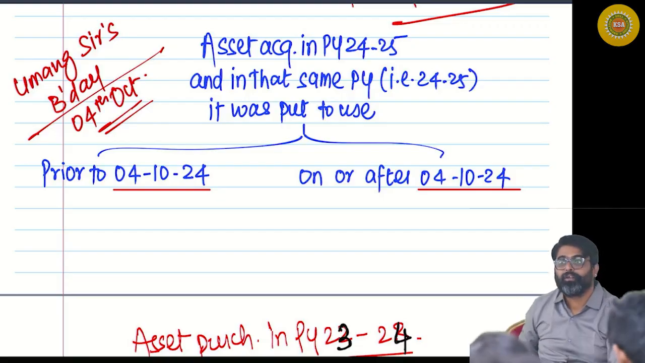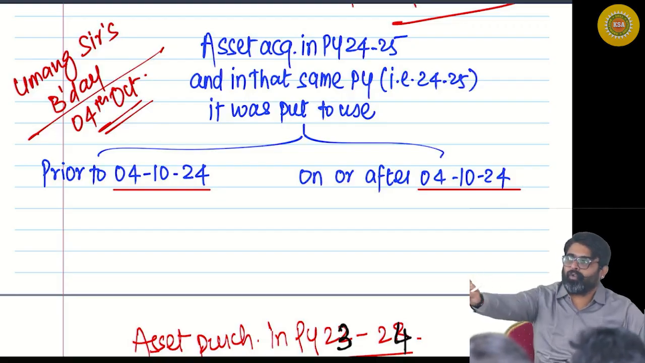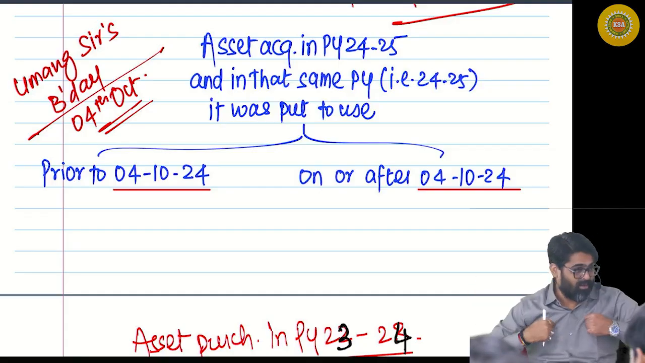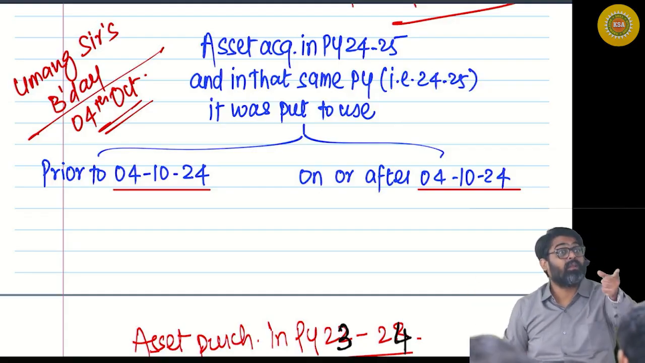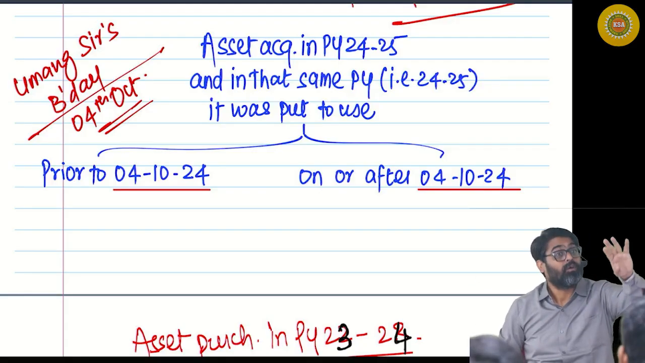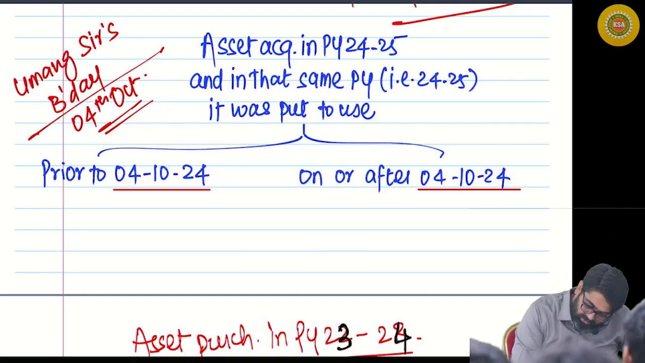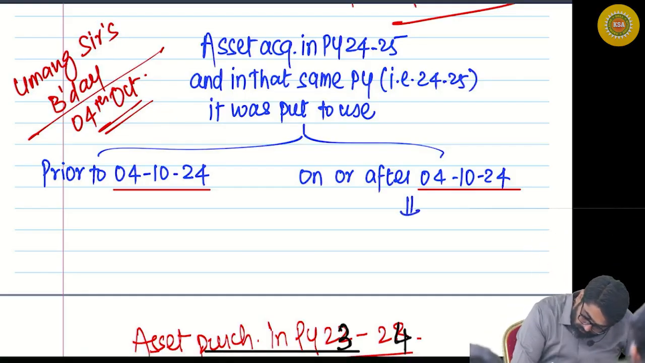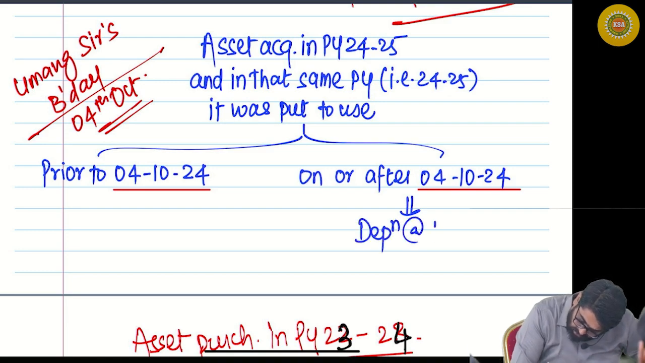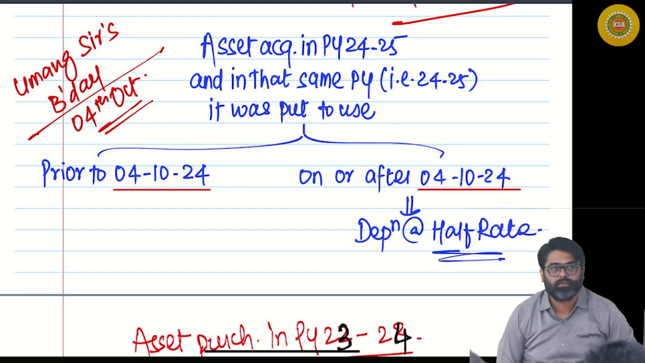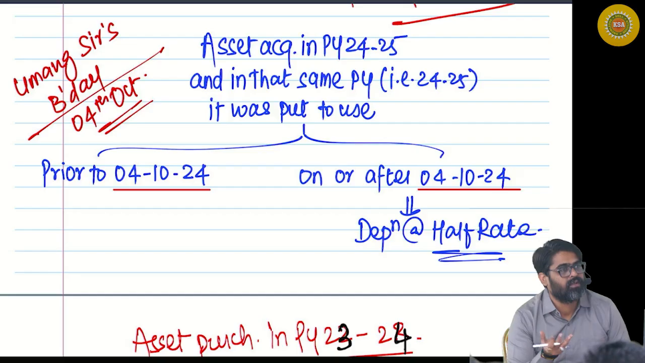If it is put to use on 4th October, my birthday, it cannot be used for 180 days or more. It will be used for less than 180 days. In this case, what will you do? Depreciation at half rate. This is the shortcut which I am giving you. No need to calculate the number of days also.